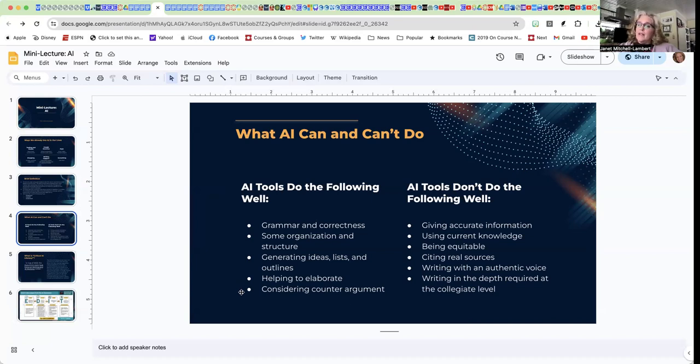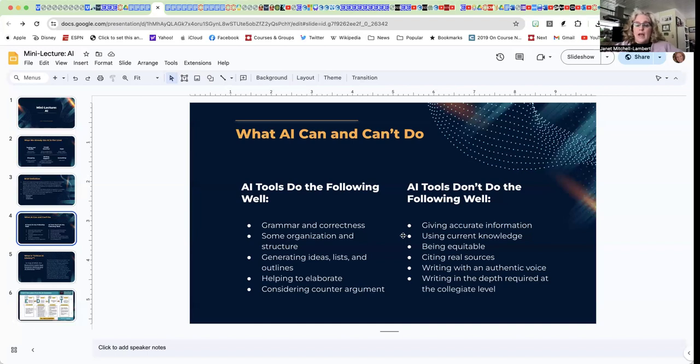So if we have an idea, we may say, what might people who disagree with this idea think? But there are some things that AI tools don't do well, such as always giving us accurate information. On the internet, there is accurate and inaccurate information, and it's hard to tell the difference between them. And so when these AI tools are getting information, they're not looking to see what's accurate and what's inaccurate. They're just bringing it all together and pretending that it is. So a lot of times we can get caught with inaccurate information.